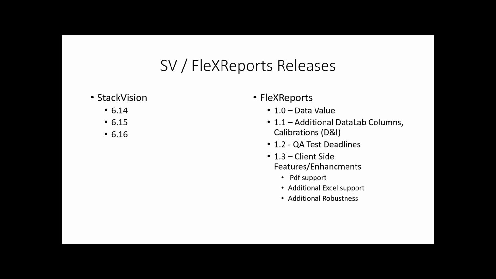Prior to 1.3, you could use those functions, but they actually wouldn't calculate until you would enter the cell and exit the cell. We also added some additional robustness to the client. For example, if you're in the middle of a query and the network drops out, or there's some type of glitch between the client and one of your StackVision servers, there's an automatic retry feature for that.